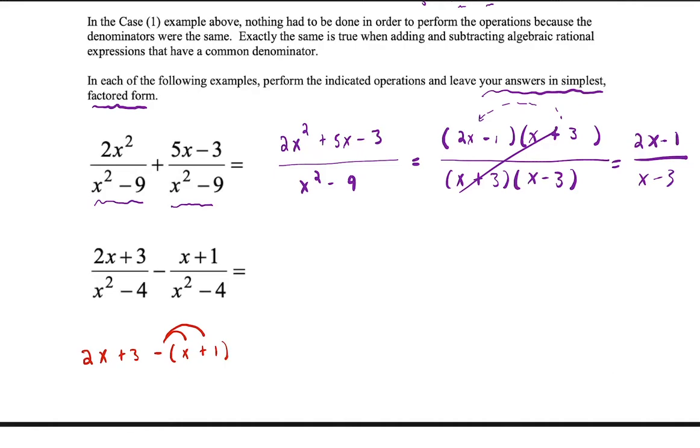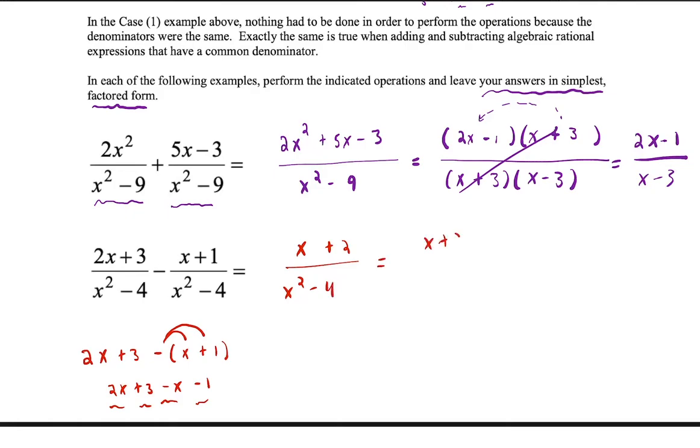You can either just read it straight through, or you can just take a second, 2x plus 3, and distribute it out, minus x minus 1. So 2x minus x gives us x, and 3 minus 1 gives us 2. So this will be x plus 2. So we'll have x plus 2 over x squared minus 4.